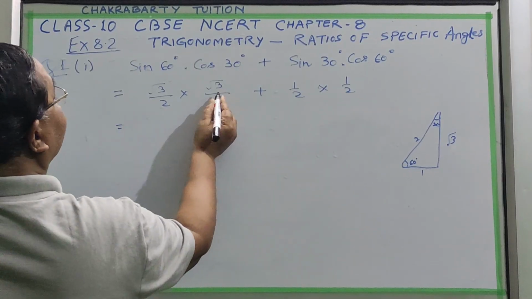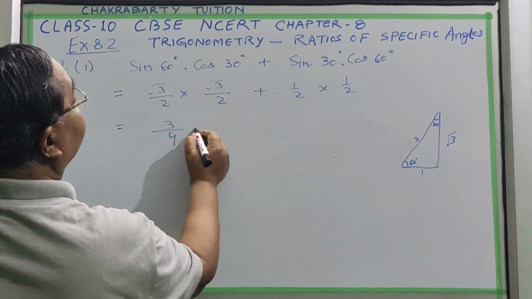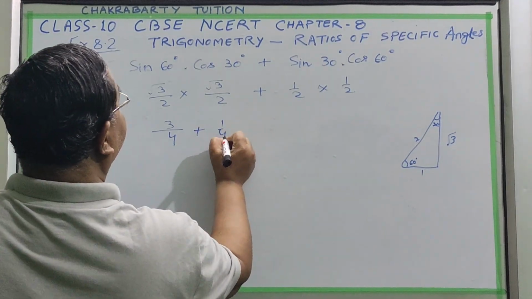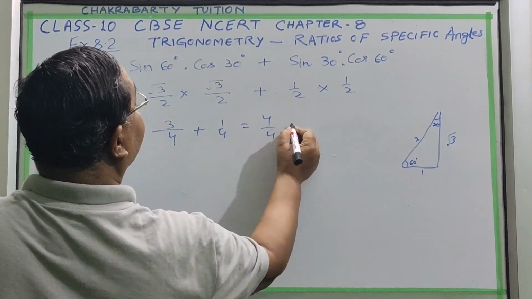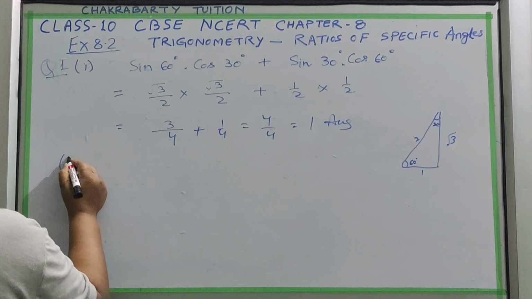Now we will solve it. 3 and 3 multiply, it will become 3, and it will become 4, plus 1 by 4. So it will become 4 by 4 equal to 1. This will be your answer. Okay, now question part 2 we are doing.